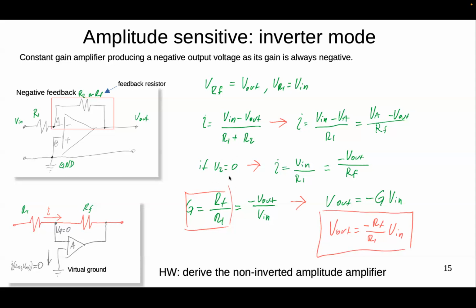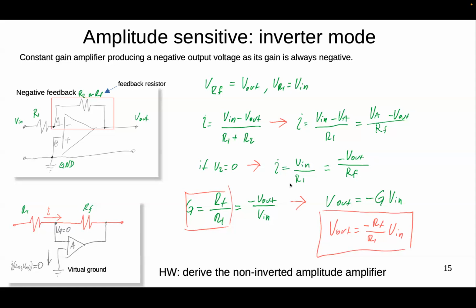And since the voltage, I wrote this, it should be A. So since the voltage A is zero, this voltage here is zero, we can simplify this equation, and we have this relation. So the voltage in the input divided by the resistor 1 is equal to the negative voltage in the output divided by the feedback resistor.